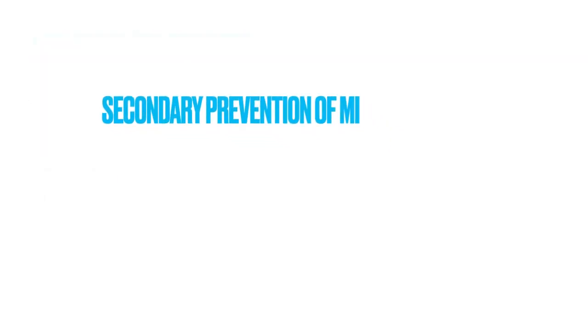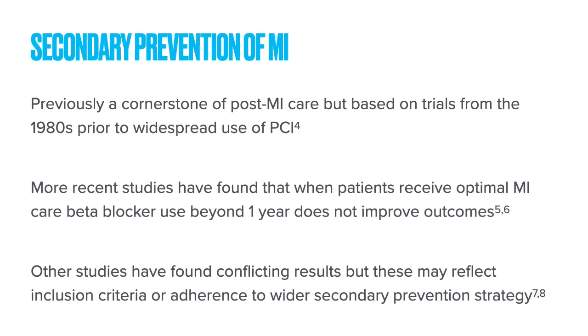For the secondary prevention of myocardial infarction, beta blockers have long been a cornerstone of management. However, in recent times we're starting to reconsider their use. The data for use of beta blockers long term tends to come from very old studies, long before we had widespread use of PCI, and long before we understood the importance of optimizing cardiovascular health through the use of things such as statins. More recent studies have found that beta blocker use beyond 1 year following myocardial infarction doesn't seem to make any difference to the overall outcome. And little by little, guidelines are changing to reflect this.